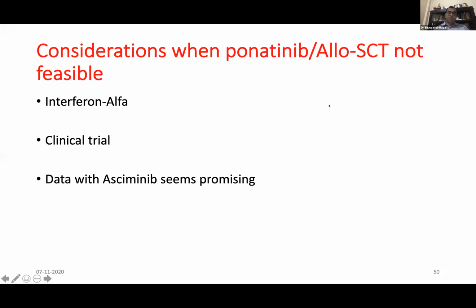There are other options when a person fails this drug, ponatinib, and allo-SCT is not available. So interferon alpha in a chronic phase, there are older data, and you could try it in your individual patient. A clinical trial, if available, is an important thing. Data with asciminib look promising, from last year's NEJM publication, but we'll have to see more data on this drug coming in the near future.